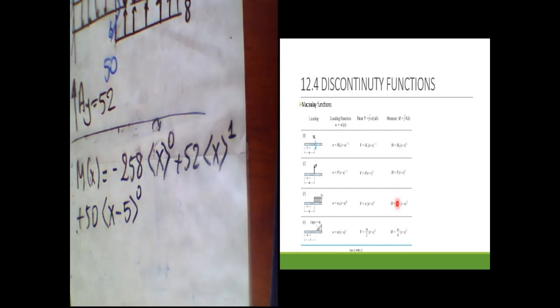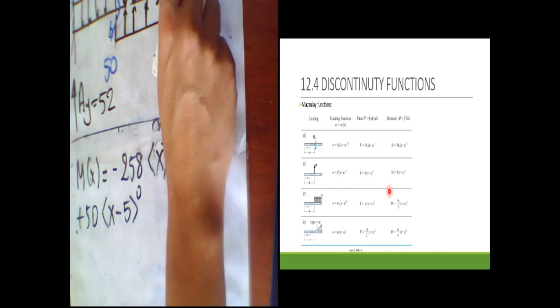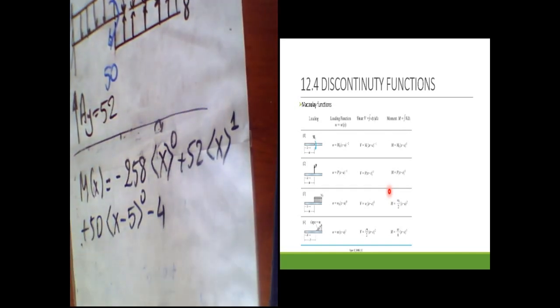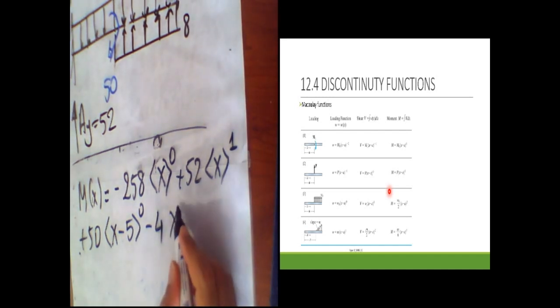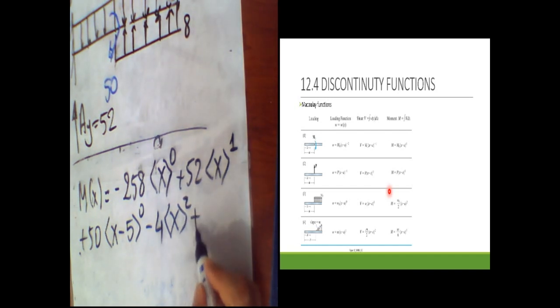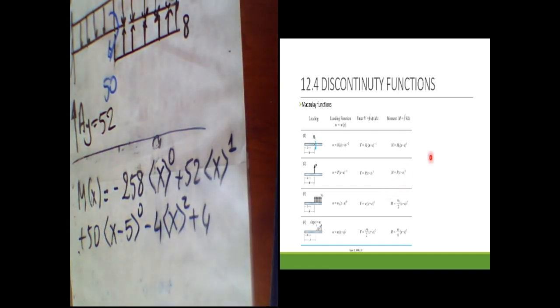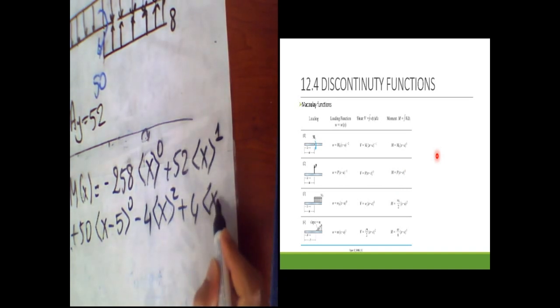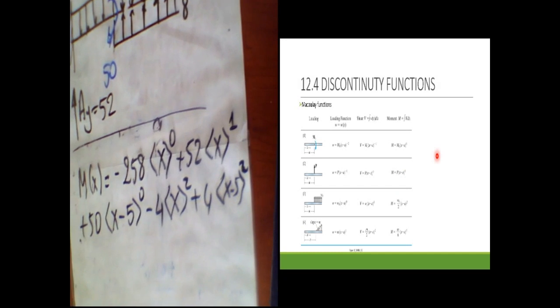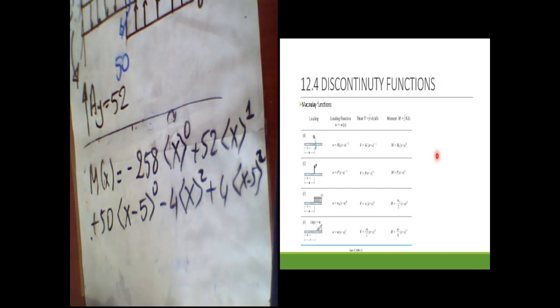Distributed load is in here, omega 0 over 2. Therefore I have to write 8, you remember, and location minus 8, therefore I have to write minus 4, and x to power 2. The last one is the positive 4. You can see x minus 5 power 2. Okay, so we have the moment function.